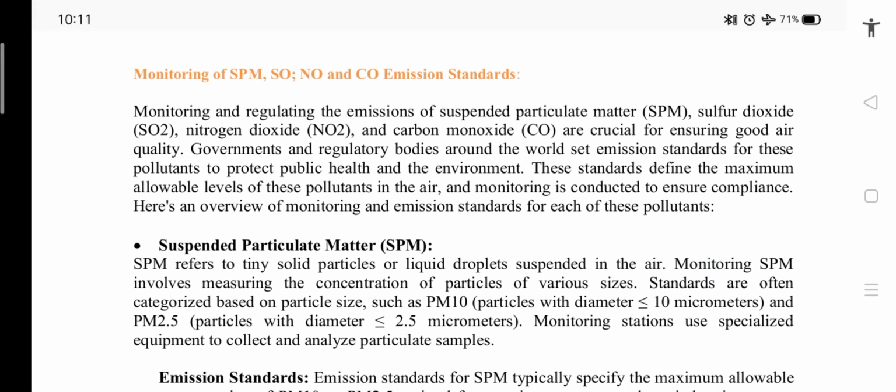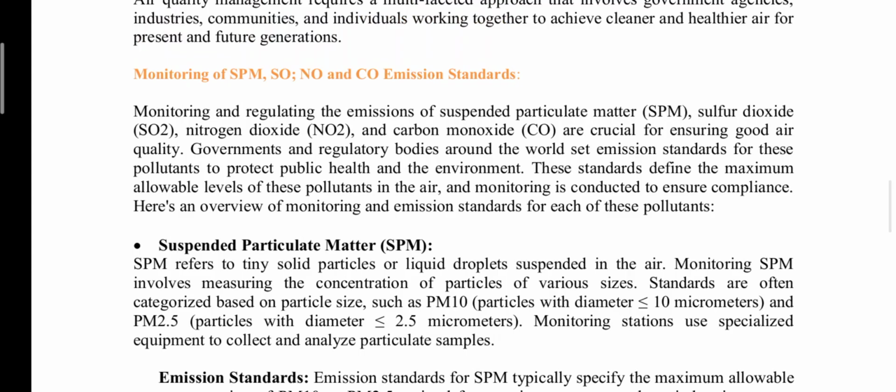Good morning, students. Today we are going to discuss the monitoring of suspended particulate matter, sulfur oxide, nitrogen oxide, and carbon monoxide, and their emission standards.